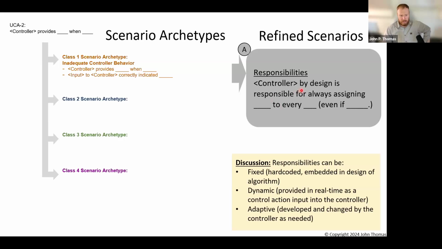So responsibilities, maybe by design, the controller is responsible for assigning whatever the control action is, even if something else is going on, right? So this has to do with maybe the wrong priority. And there are different types of responsibilities we want to look at. There are fixed, hard-coded responsibilities that cannot be changed.